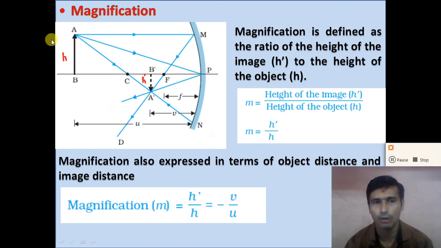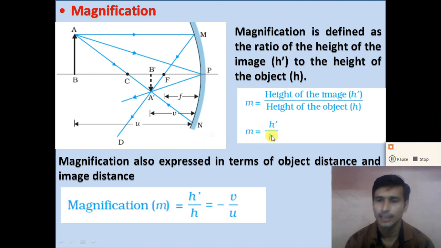If you know the object distance and the focal length, we can easily calculate the image distance with the help of the mirror formula. And from the formula m is equal to minus v by u, we can calculate the magnification, so that we can know whether the image of an object is larger or smaller, and whether the image is virtual and erect or real and inverted. So this type of information we can get from the magnification.